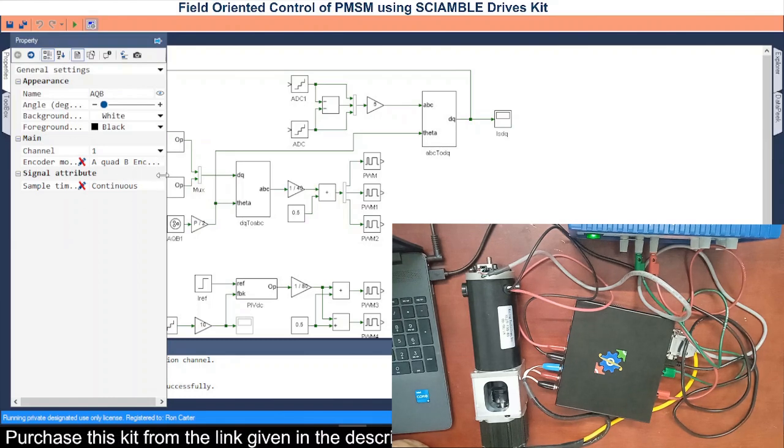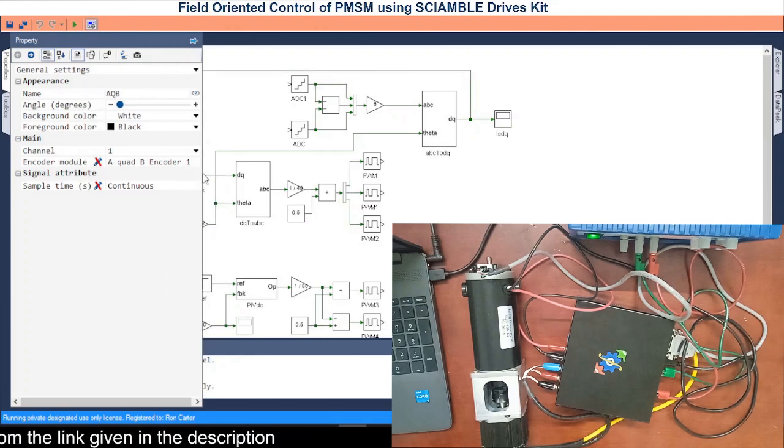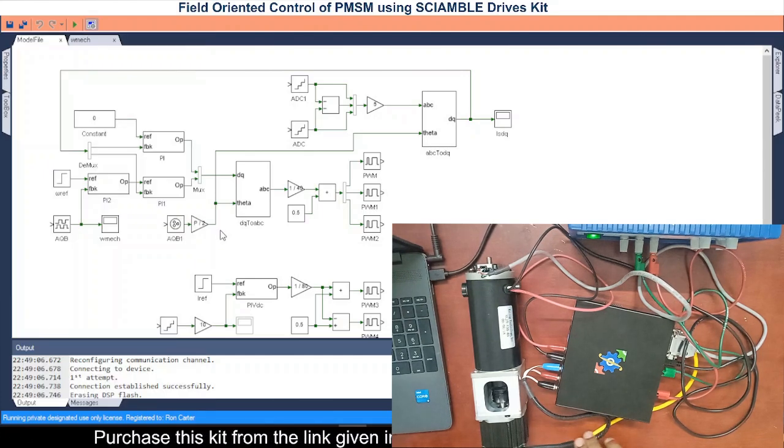You can see the encoder. Encoder 1 is the one which is connected at the back side of the PMSM. So this yellow color wire represents encoder 1. The speed and the rotor position of the PMSM will be sensed by this encoder.